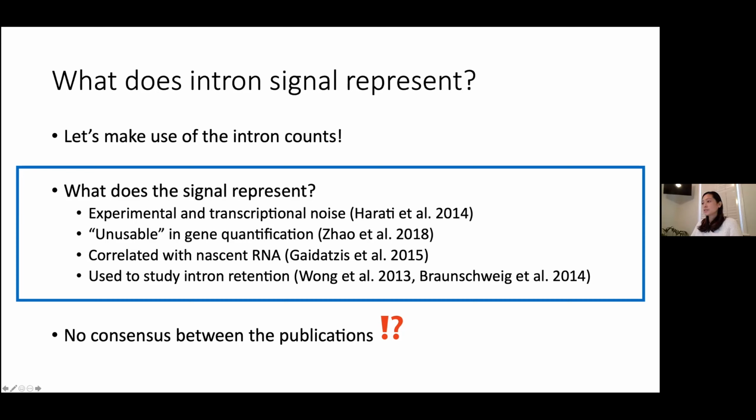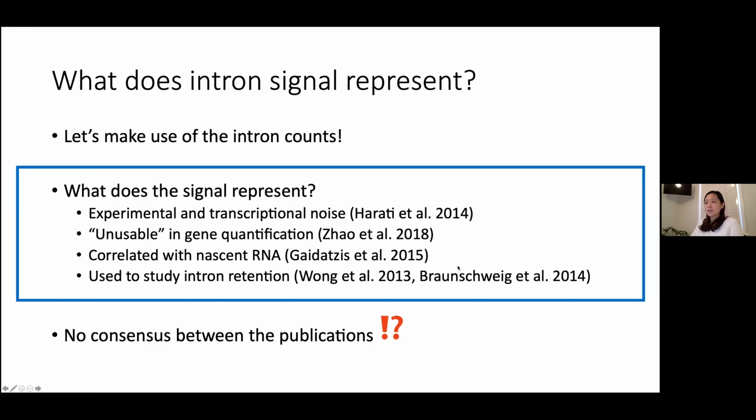Here I've listed a few publications. Firstly, I saw that some papers mentioned that intron reads could represent noise, experimental and transcriptional noise. There are other ones that claim that it's unusable. And then there are some publications that talked about how they can be used. In particular, the third publication here talks about how it's correlated with nascent RNA. And then there are other publications that use intron reads to look at intron retention.